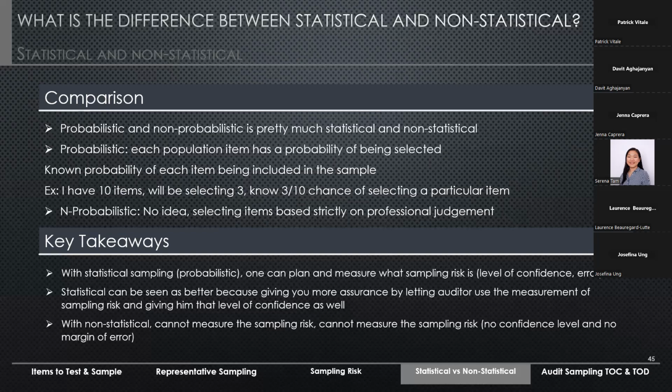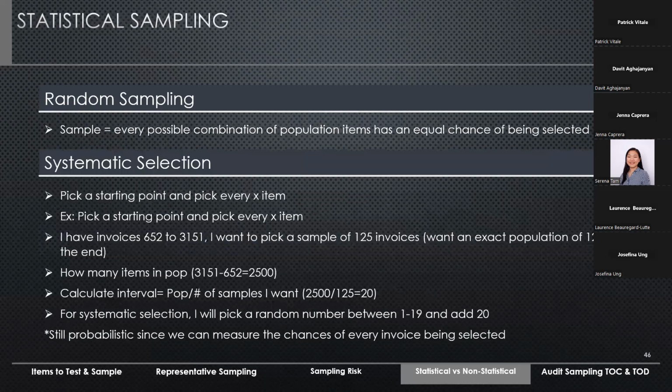But sometimes you're not going to be doing probabilistic, and a side effect is that you don't have that confidence level. With non-statistical, you cannot measure the sampling risk. Yeah, I wrote it twice because I want you guys to remember that. No confidence level and no margin of error. Okay, statistical sampling, random sample.